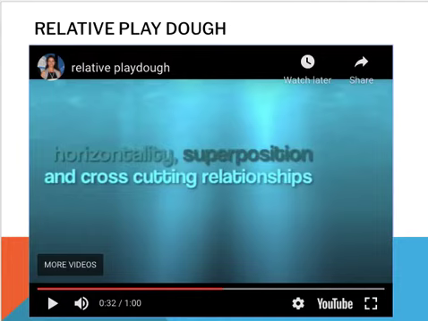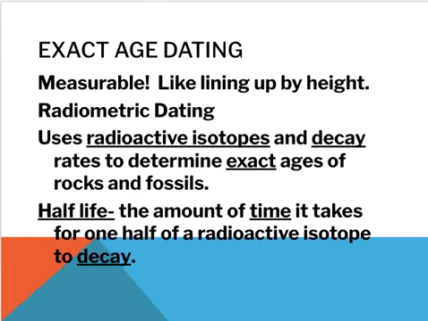So those are some of the laws we talked about. That's some of the stuff we need to know. But then we also talked about exact age dating. So what if there's too much distance? What if we need something more accurate? So we talked about exact age dating as well.